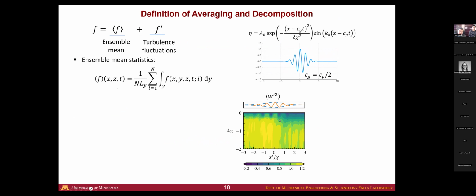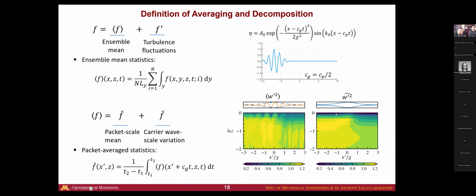So what is shown here is we do triple decomposition and look at the statistics with respect to individual waves, as shown here for this vertical cross-section, or we can look at a larger scale to see what the variation is with respect to this wave group.